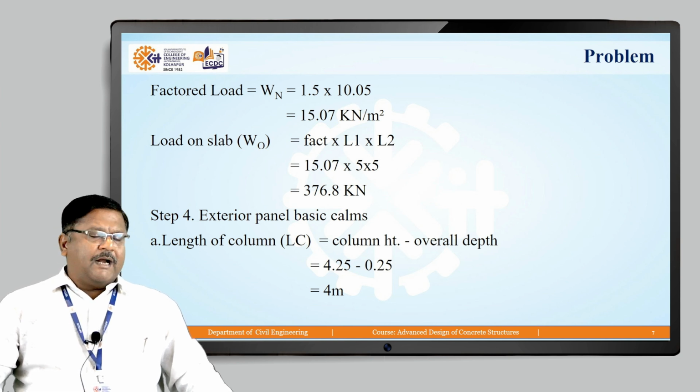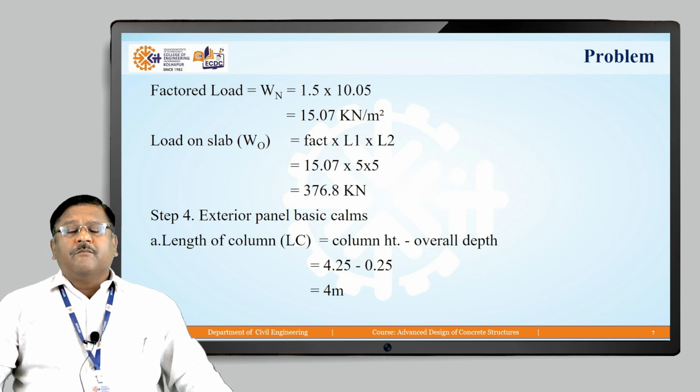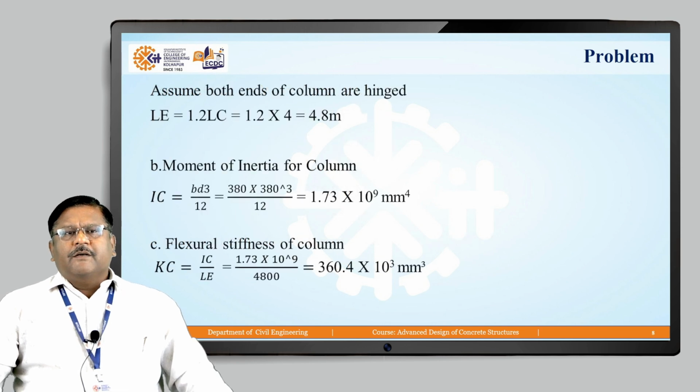Now next, you want to calculate the coefficients for moment distribution of external panel. For that, some basic calculations are required. Length of column LC is equal to column height minus overall depth. Column height is 4.2, which is given in the problem, minus overall depth of the slab, that is 0.25. We get 4 meters. Next, assume both ends of the column are hinged. Hence, the effective length of column is equal to 1.2 into LC, that is 1.2 into 4, that is 4.8. This is the effective length of the column.